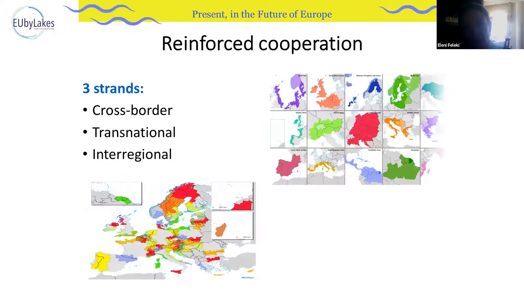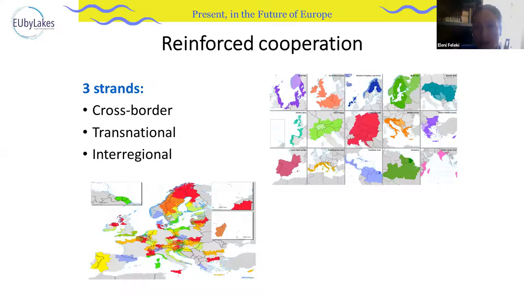It is delivered through different programs. For example, EU by Lakes is a transnational program because it covers regions between different nations. I think it should be a transnational program. However, we also have cross-border collaboration between bordering countries. Moving on to the next slide.